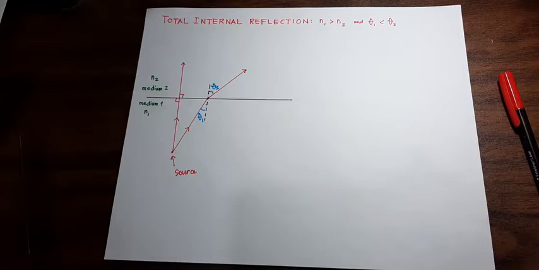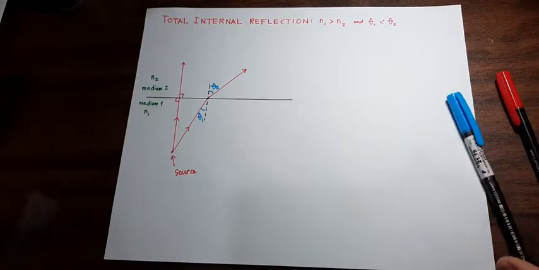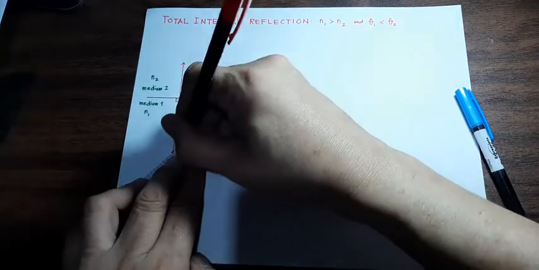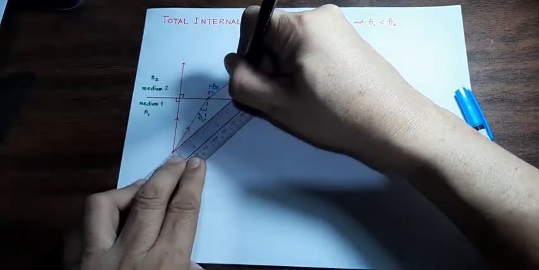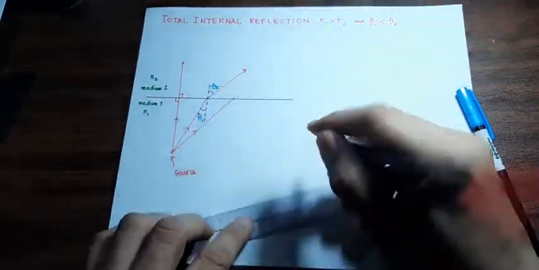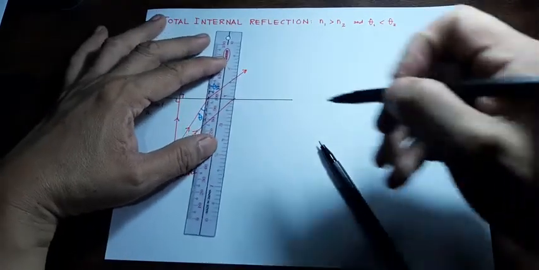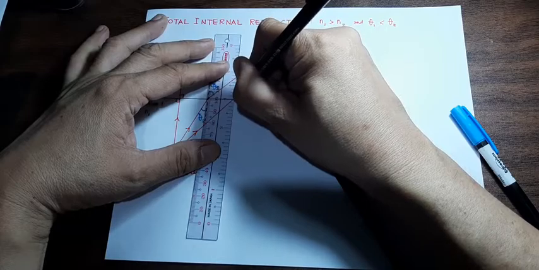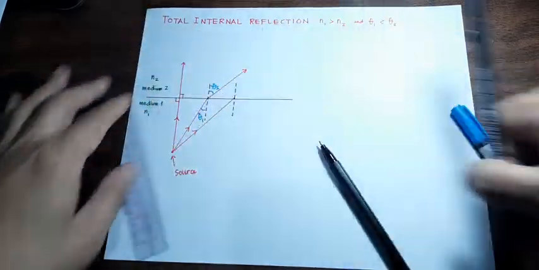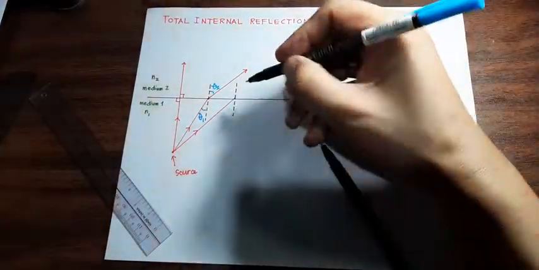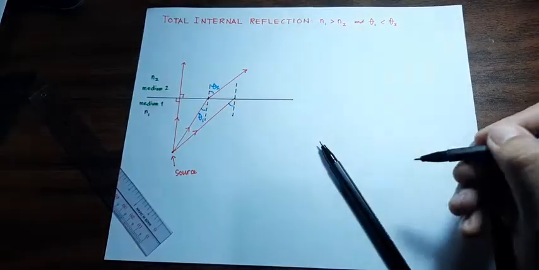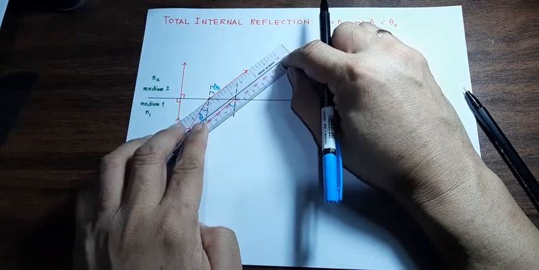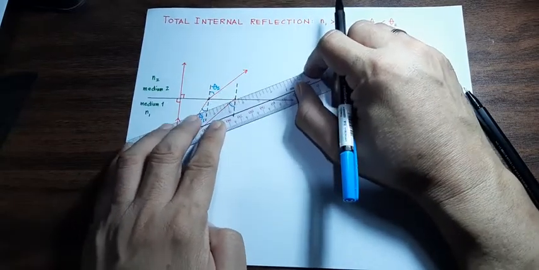Also, from Snell's law, if we increase the angle of incidence, let us say this is the incident ray, and this is the normal. So now we have a larger angle of incidence. Then that means that the angle of refraction will also increase.